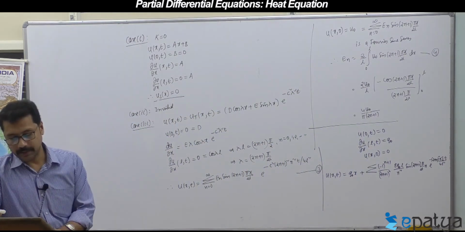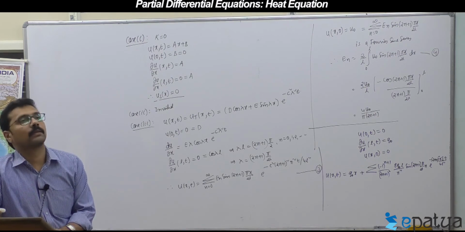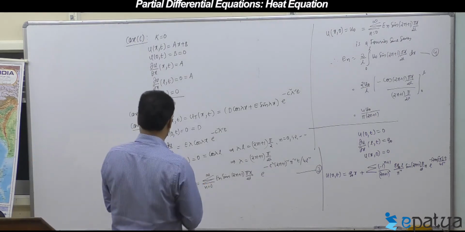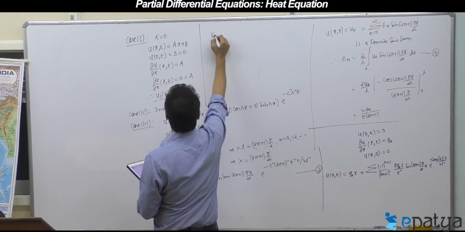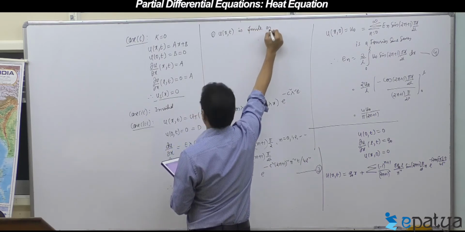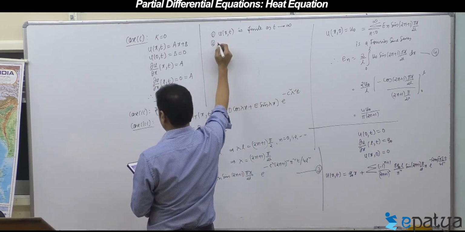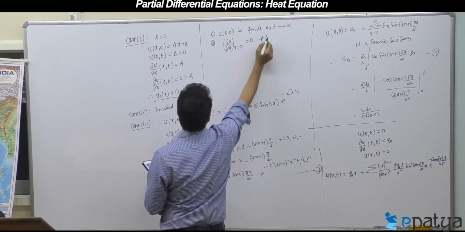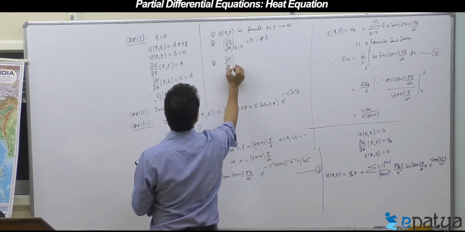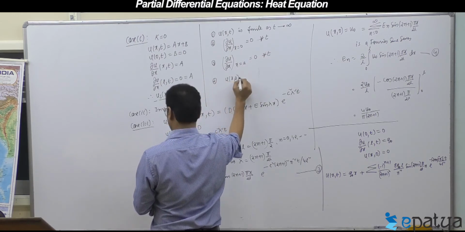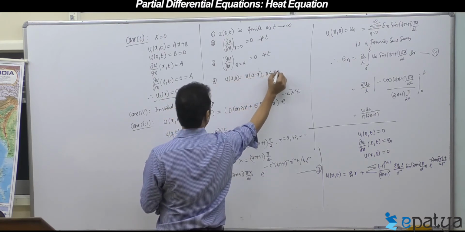Take this question. Find the solution of the one-dimension diffusion equation satisfying: first, u of x comma t is finite as t tends to infinity; second, dou u by dou x at x equal to 0 for every t; third, dou u by dou x at x equal to a is 0 for every t; fourth, u of x comma 0 is equal to x into (a minus x), 0 less than x less than a.